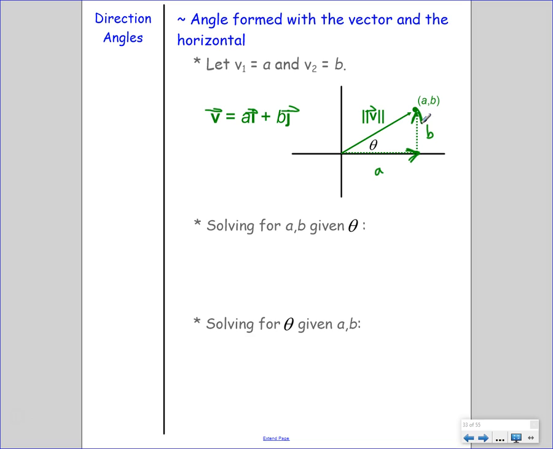We've already talked about how to find the magnitude. You just use Pythagorean theorem. That's easy. So the magnitude of the vector would be a squared plus b squared, square rooted. Positive, because the magnitude of the vector will always be positive. The negative will be denoted by the sign. The direction will be denoted by the sign.